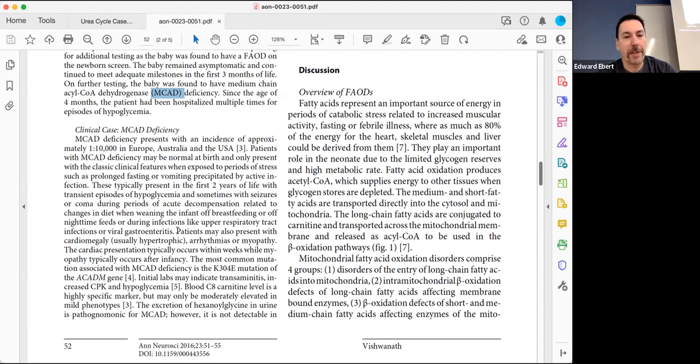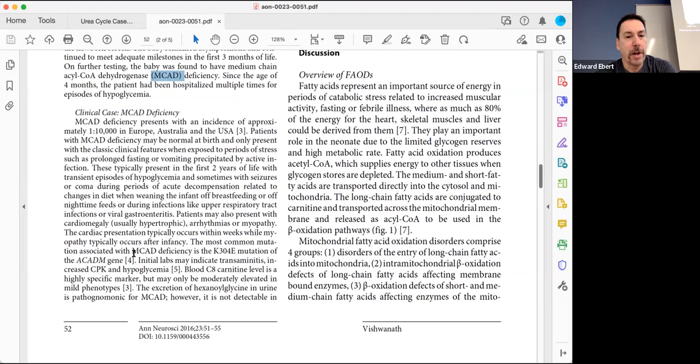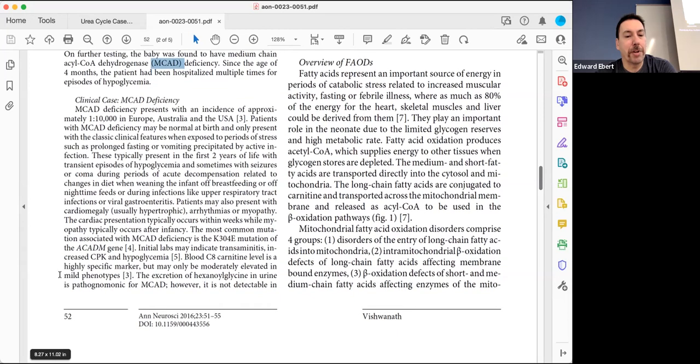We also can see a whole bunch of other stuff that goes on here. Cardiomegaly, the enlarged heart, can arise from basically having a fatty heart, and that can affect the arrhythmias or various myopathies that show up. I love this. Here we have this K304E mutation of this particular gene, which is a lysine to a glutamate. That is a huge change. We're going from positive to negative there. So we may see pretty major effects from that.